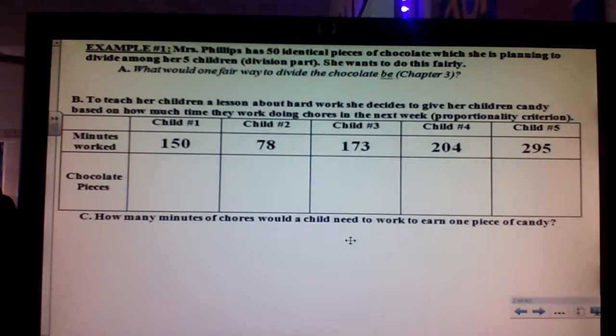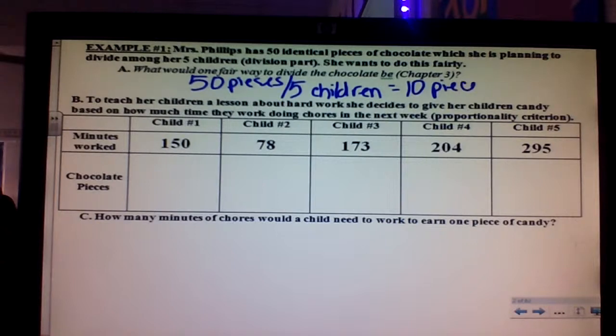So Mrs. Phillips has 50 identical pieces of chocolate, which she is planning to divide amongst her 5 children. She wants to do this fairly. You have 50 pieces of chocolate and you're giving them out to 5 children. You would think each child gets 10. Okay, 50 pieces divided by the 5 children. So that's 10 pieces per child.